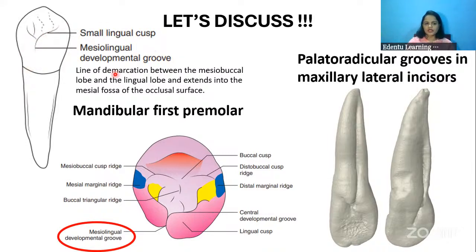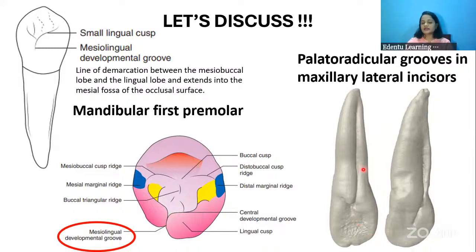This mesiolingual developmental groove is the line of demarcation between the mesiobuccal lobe and the lingual lobe, and it extends from the mesial fossa of the occlusal surface. If you look at the occlusal surface of this mandibular first premolar, you will be able to see a groove-like structure extending to the lingual surface. That is nothing but the mesiolingual developmental groove.